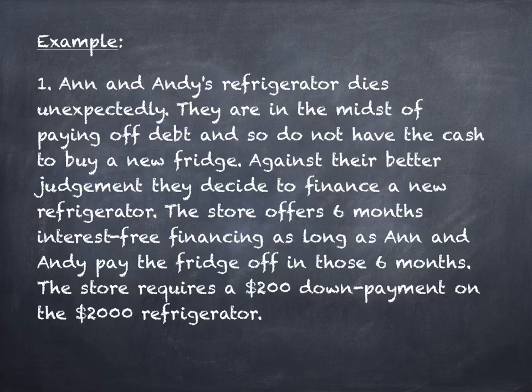They've got a refrigerator, and it dies unexpectedly, okay? And so they're in the middle of paying off debt, and they don't have the cash to buy a new refrigerator. Against their better judgment, they're going to go and finance one, which is obviously against their better judgment if the whole goal was to pay off the things that they owed. And now they're going to go borrow more money. But that's what they've decided.